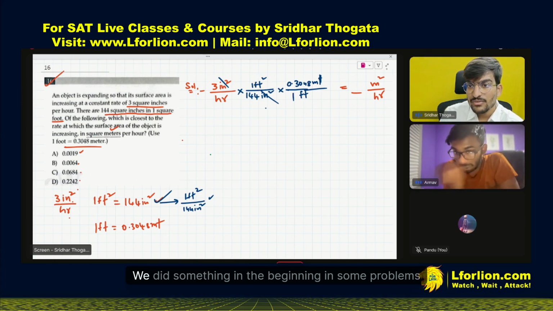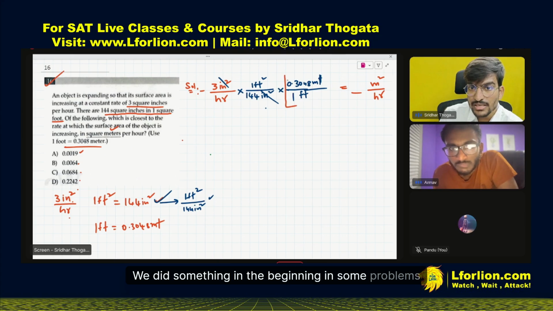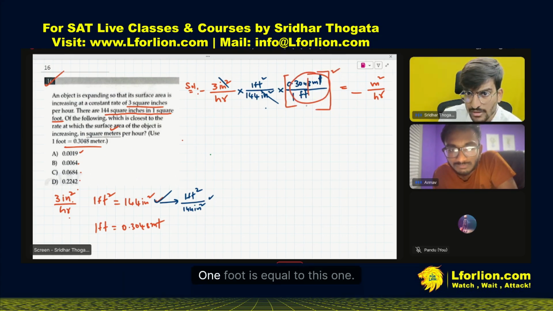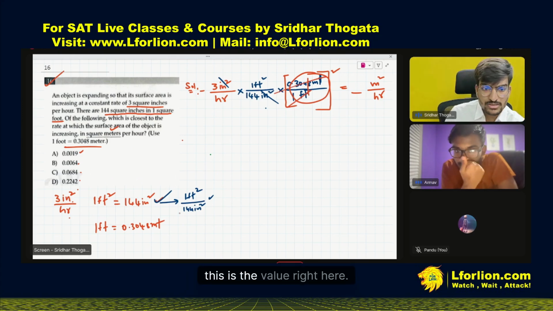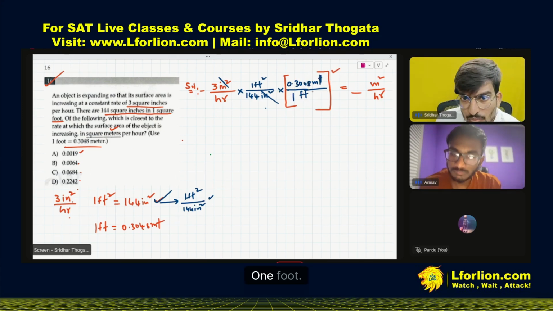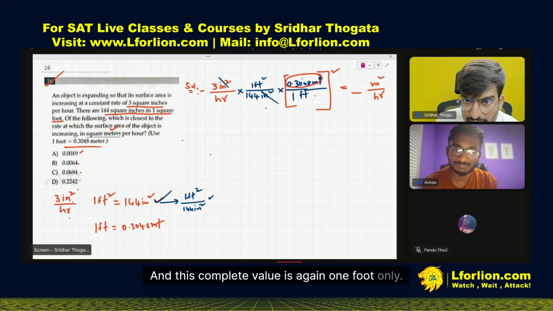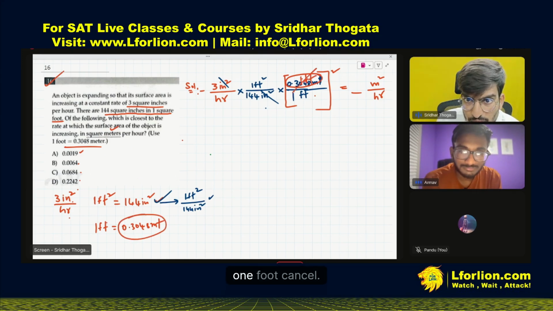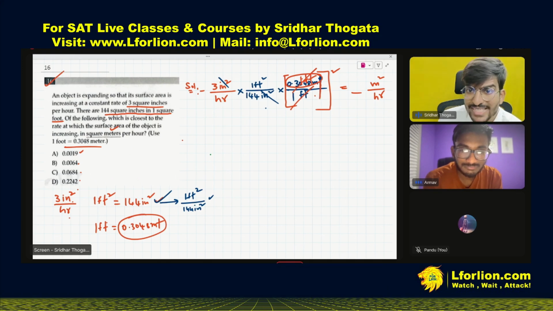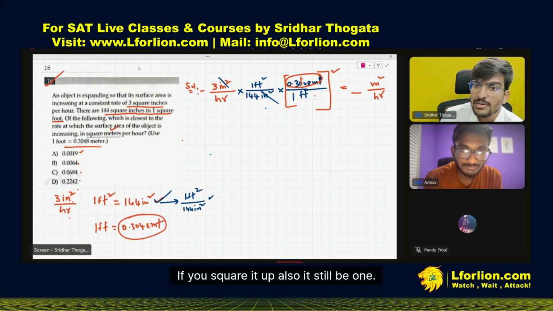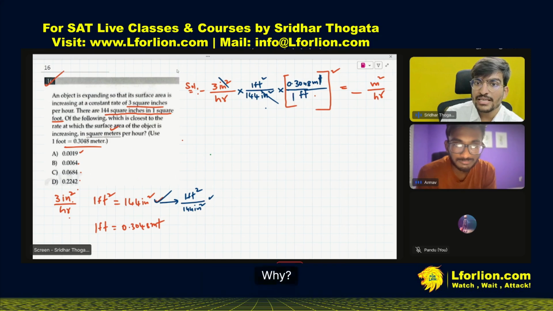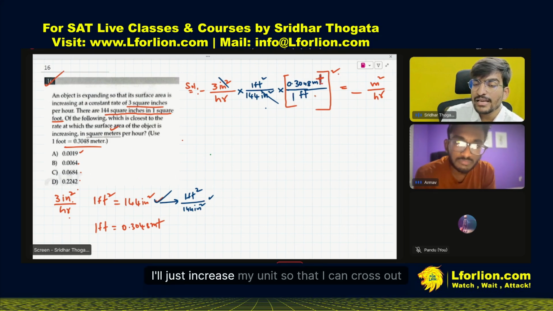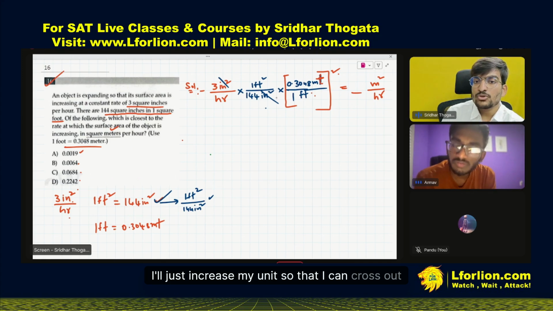We did something in the beginning in some problems, that we will square this. What is the value of this inside? 1 foot is equal to this one. This is the value, right? 1 foot, and this complete value is again 1 foot only. So if in the place of that you keep 1 foot, 1 foot cancels, which means the value is 1 inside. If you square it up also, it will still be 1. I'm just squaring it up. Why am I squaring it up? So that I can increase my unit so that I can cross out easily.